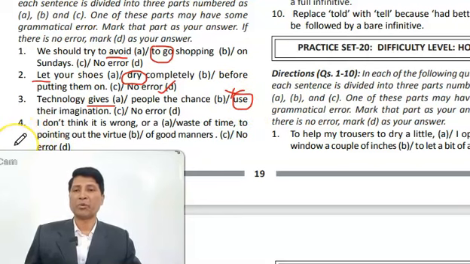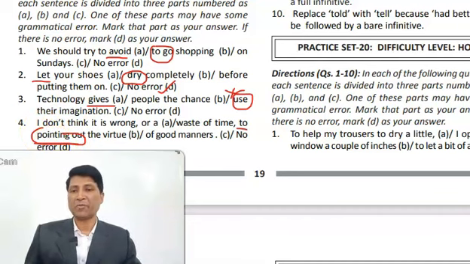Look at question number 4. I don't think it is wrong or a waste of time to pointing out the virtue of good manners. So here to pointing is coming. Do you think there is any problem? Yes. It should be point because it should be the full infinitive, that means the first form of the verb.